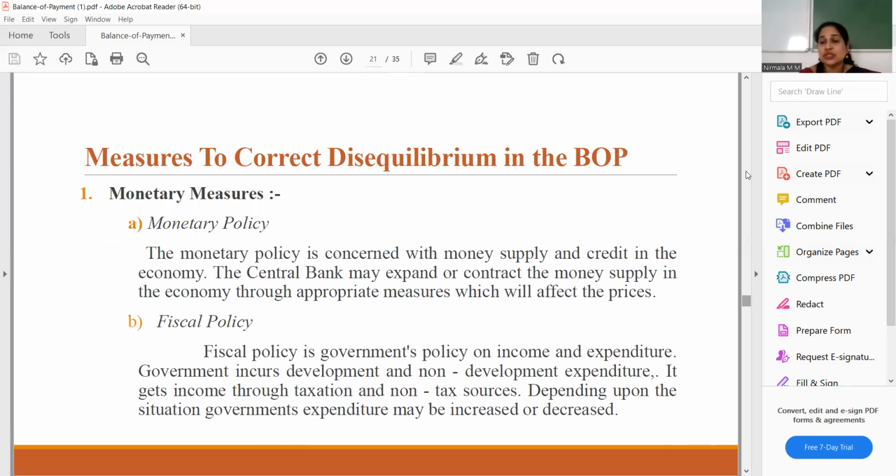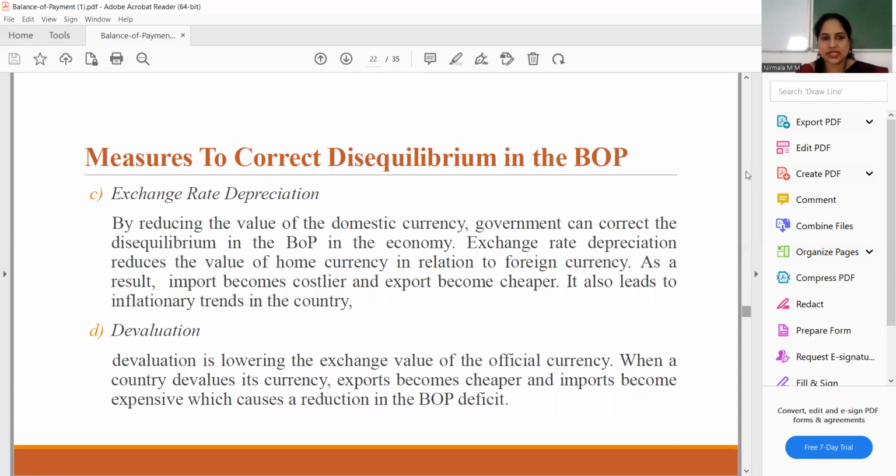Then talking about measures to correct the BOP disequilibrium, we have monetary measures and we have non-monetary measures as well. In non-monetary measures, we have fiscal and other measures. Monetary measures, as the name itself indicates, are in connection with the monetary policies of the RBI, that's the central bank. Fiscal policy is something very much concerned with the public authority.